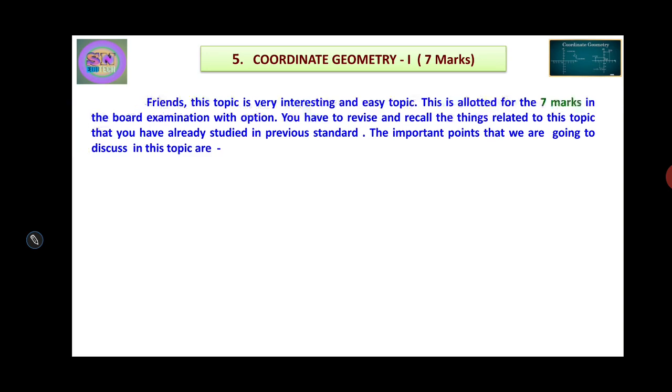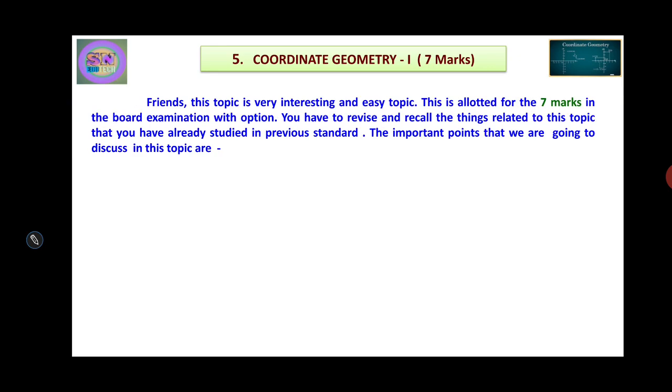Friends, this topic is very interesting and easy. It is allotted 7 marks in the board examination with option. We need to revise and recall the things related to this topic that we have already studied in the previous standard.